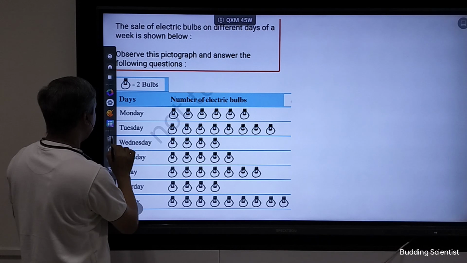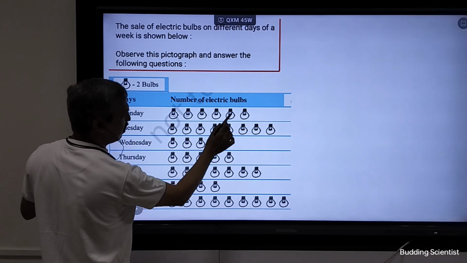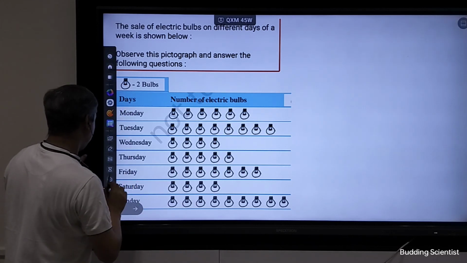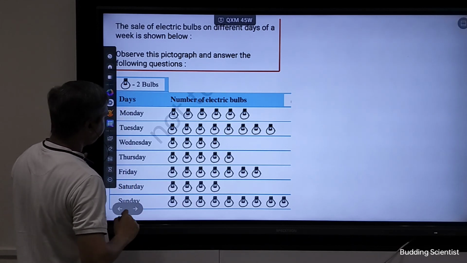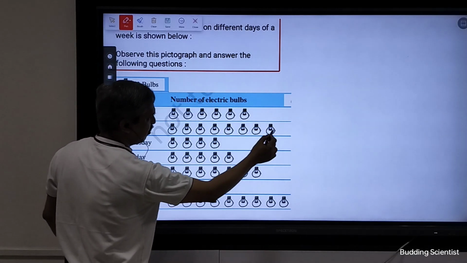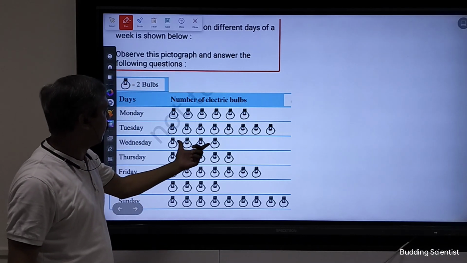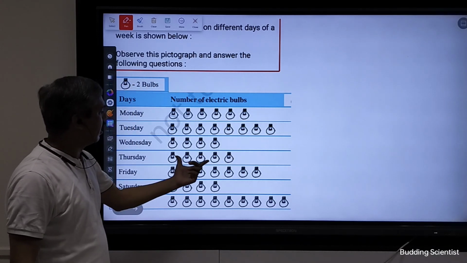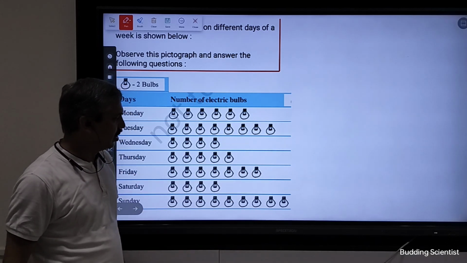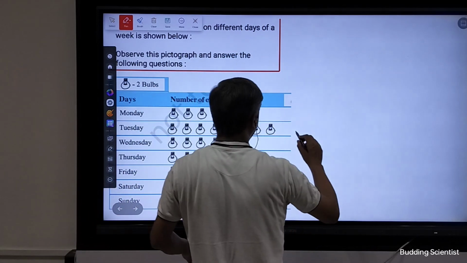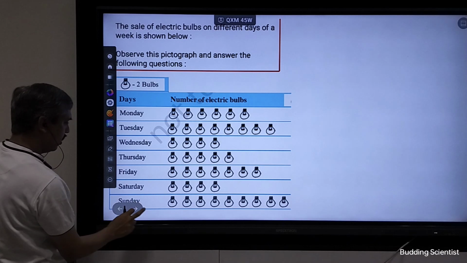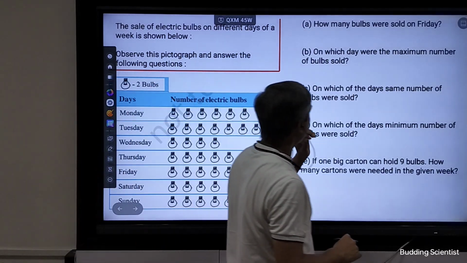So on Monday, we get 1, 2, 3, 4, 5, 6 such symbols, that is 6 into 2, 12 bulbs. On Tuesday, we'll have 8 such symbols, so 16 bulbs. 4 on Wednesday is 8 bulbs, then 10 bulbs, 14 bulbs, 8 bulbs, and so on. So we can all check this, and let's see what the question is. How many bulbs were sold on Friday?